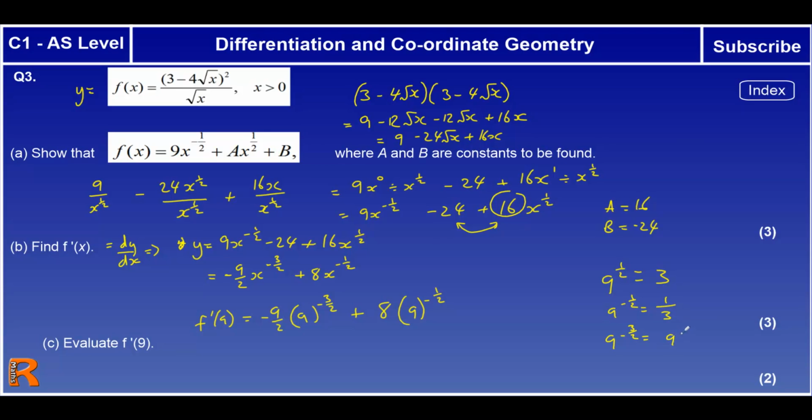9 to the minus 3 over 2. That's equal to 9 to the minus a half cubed. So minus a half we got is 1/3, and that's 1/3 cubed, which is going to be 1 over 27. So let's just go back to here. We've got minus 9 over 2 times, let's not use times, let's use a dot, 9 to the minus 3 over 2, which we worked out here is 1 over 27, plus 8 times 9 to the minus a half, which is a third. I'll use a times sign again.